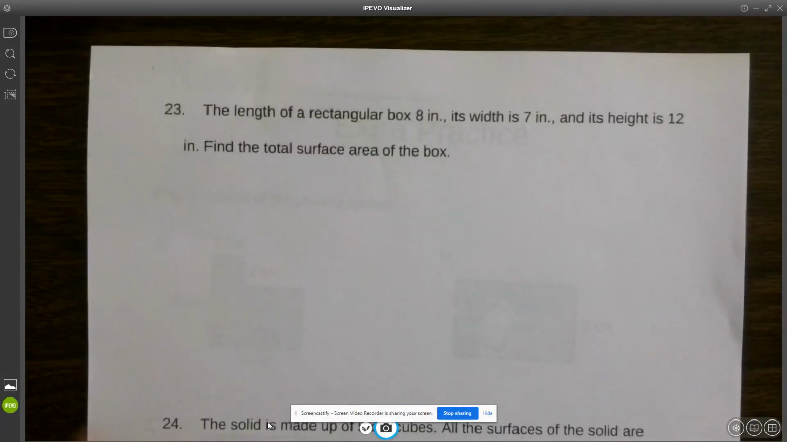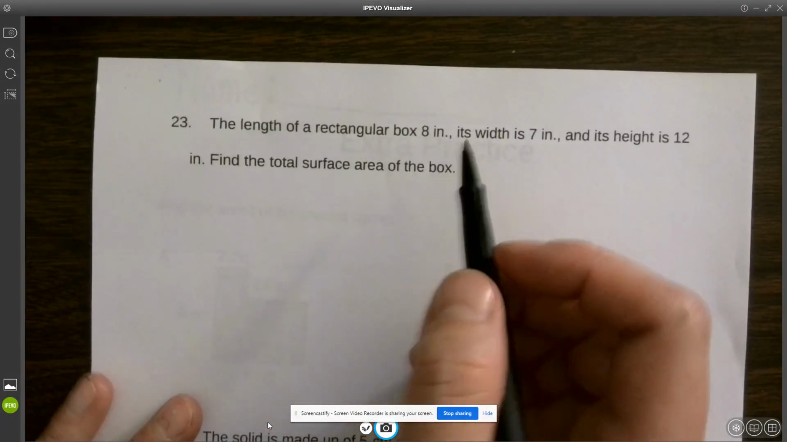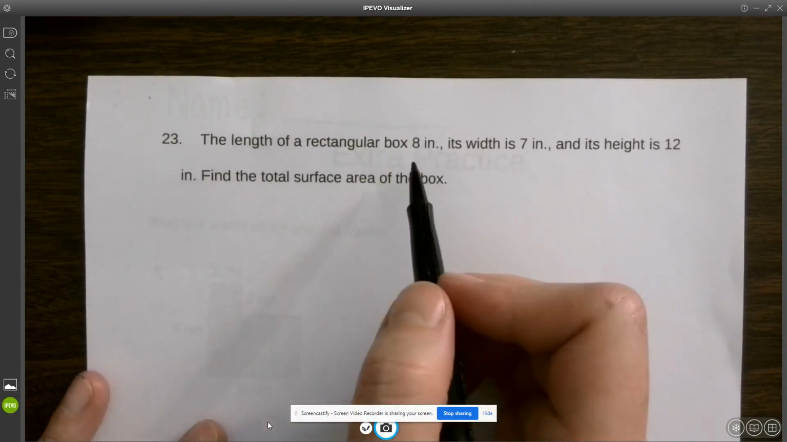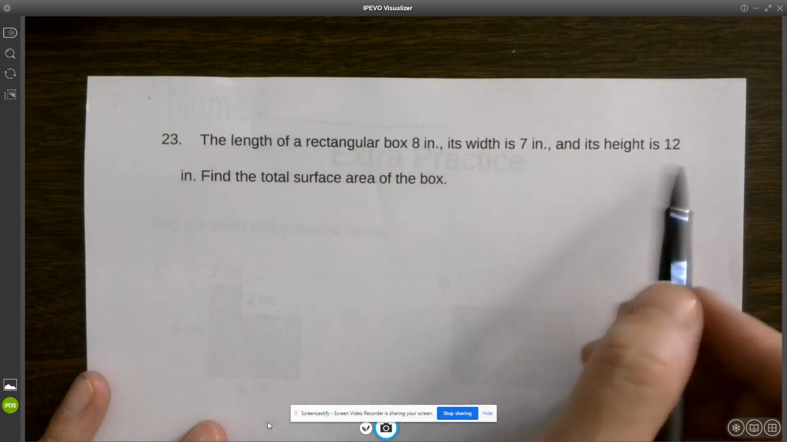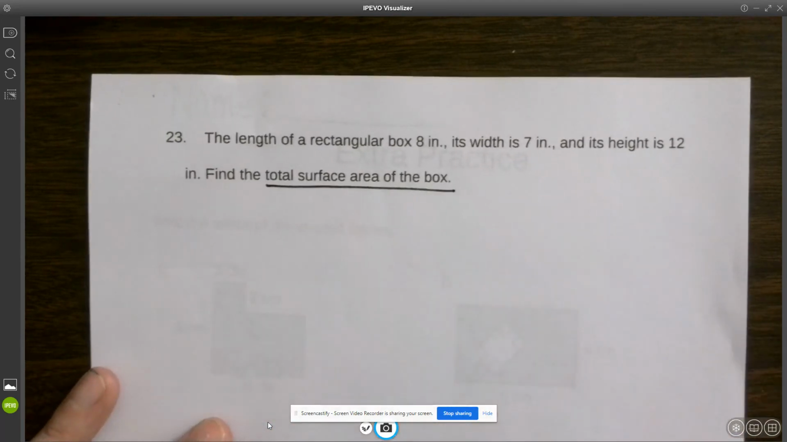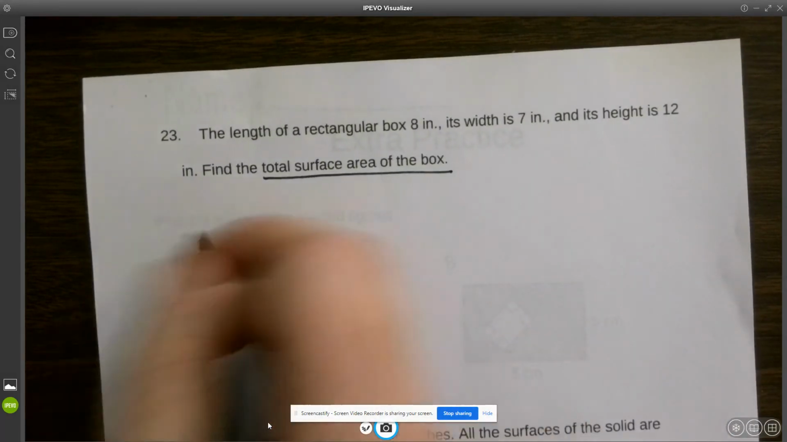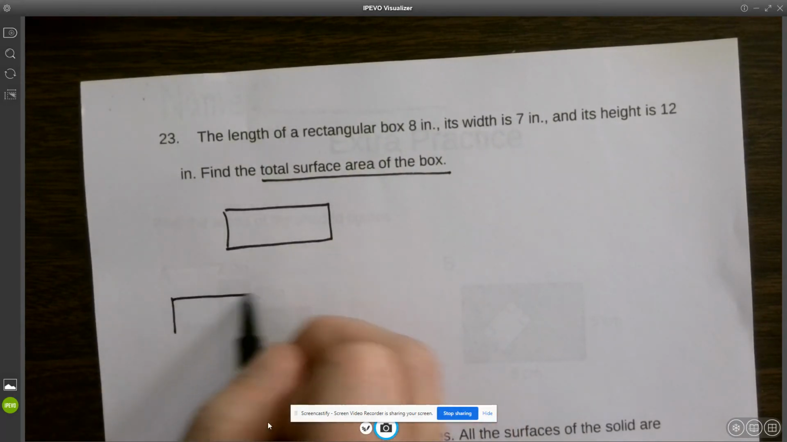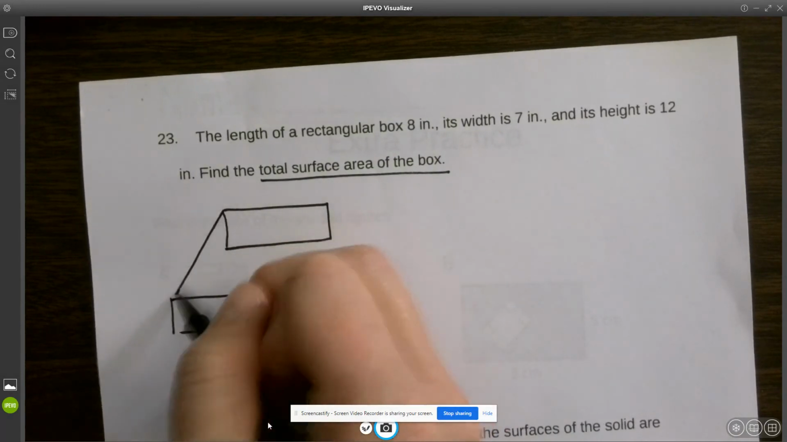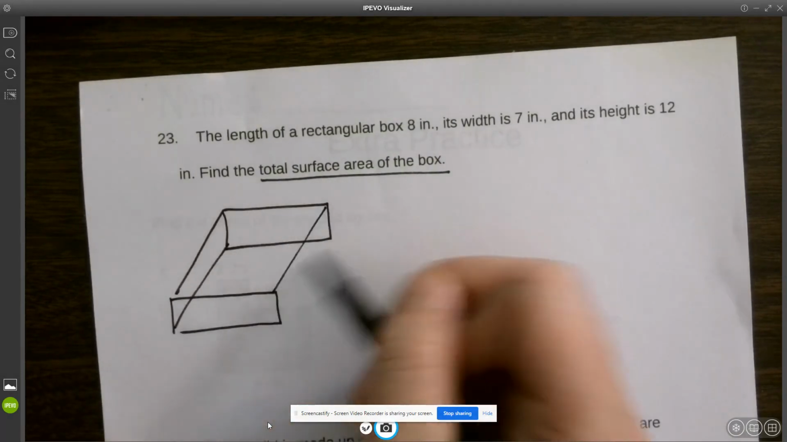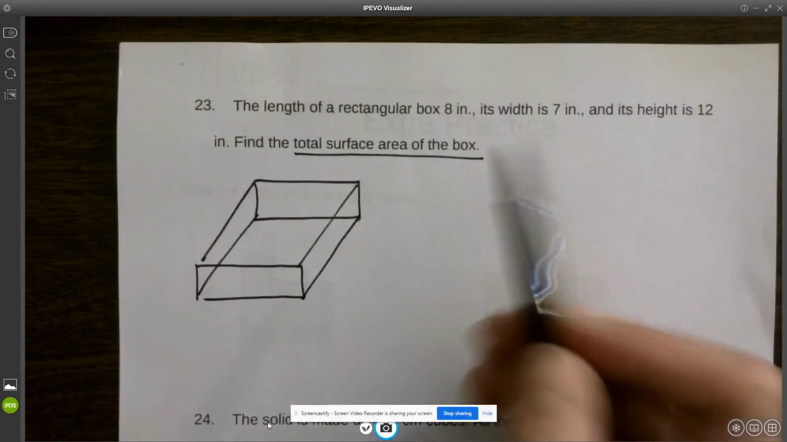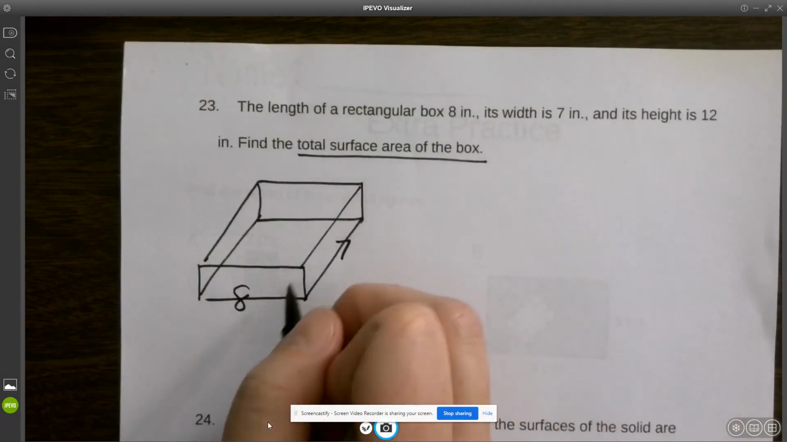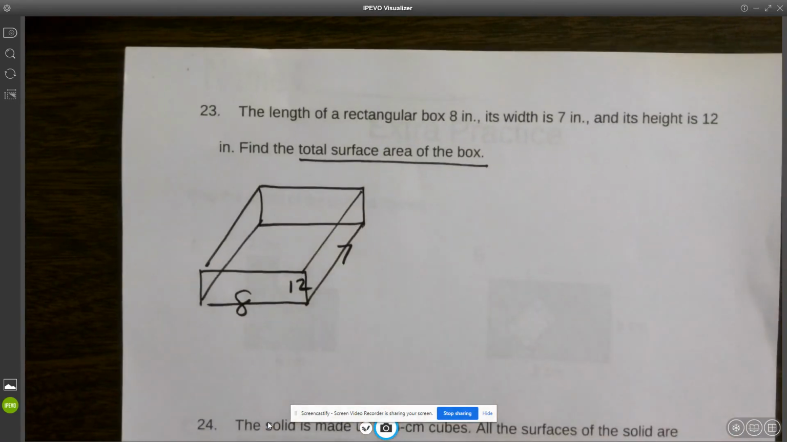Okay, so this one says the length of a rectangular box is 8 inches, its width is 7, and its height is 12. Find the surface area. Now, I'll have this drawn out for you on the test. So I'll have a box drawn out for you. Let me just draw it for you really quick. Okay, so here it says it's 8, its width is 7, and its height is 12. I don't really have it to scale, but that's okay.